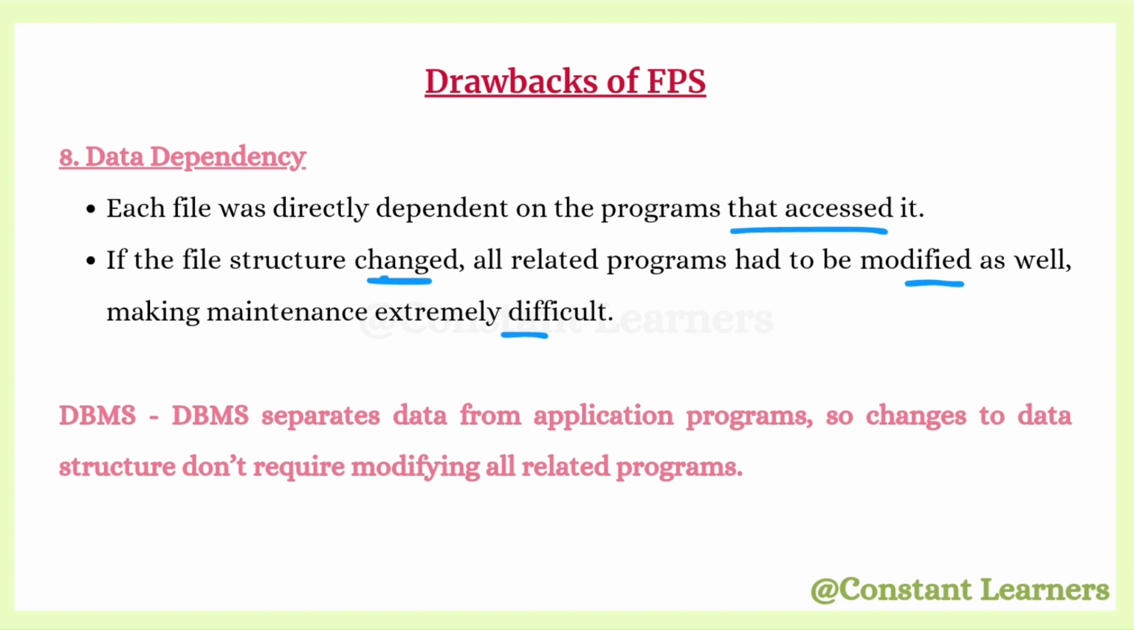So if the file structure is being changed, for example, if a payroll software was programmed to read employee data from a text file with a specific format, and let's say someone added a new column to the file, the program might fail or produce incorrect results unless it was manually updated to handle the new structure, right? So if there's any change in the software, the entire structure had to be manually updated. However, a database management system separates data from application programs, so changes to data structure don't require modifying all related programs.